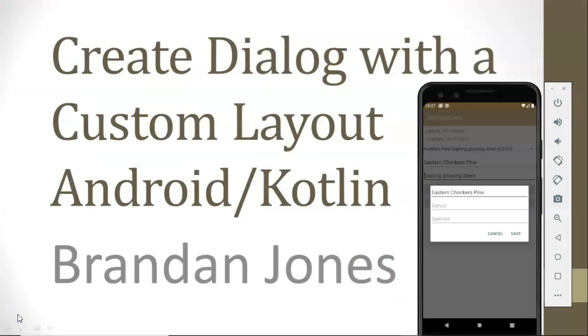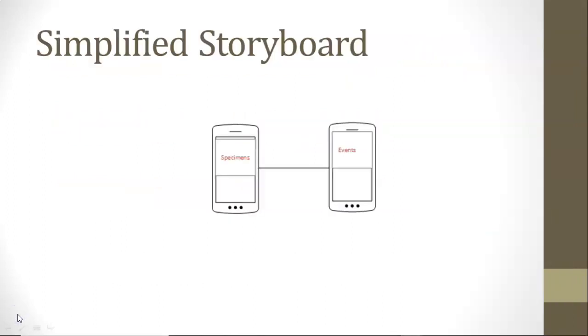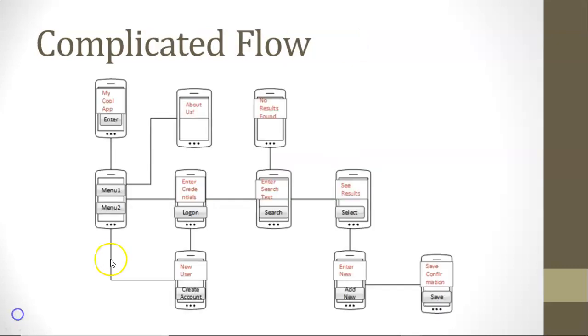Well, I know that was a long story and I appreciate you sticking with me through it. Creating a dialog with a custom layout is a very effective way, in my opinion, to help keep your app simple with a limited number of screens, as opposed to the way we used to do it, where we would have some search text, then we would see results, then we would enter something new, and then we would have a confirmation screen. You see, if we think of those all as different screens, we end up with a very complicated flow, and that's more cognitive overload for our users.